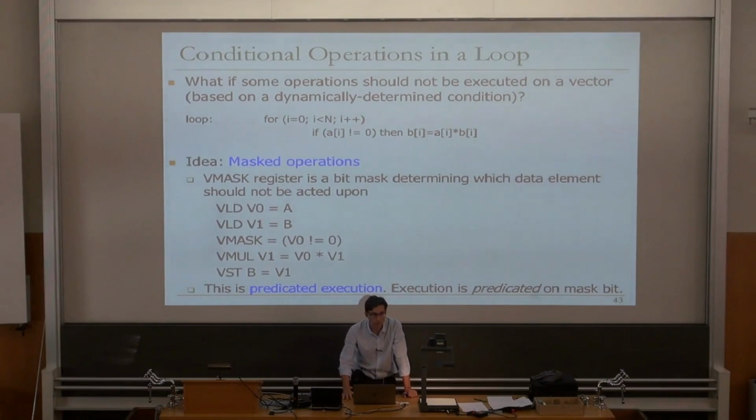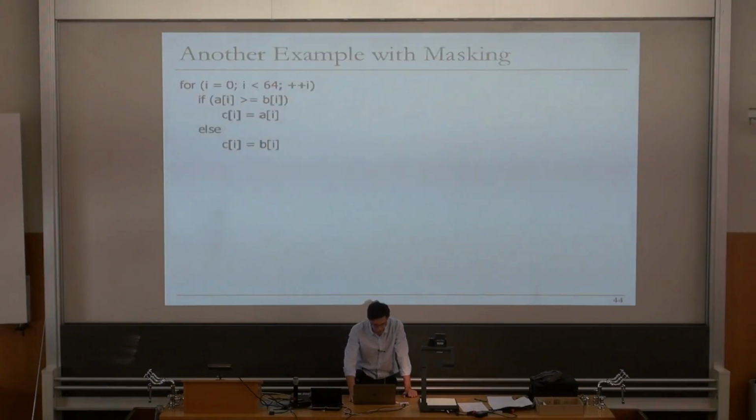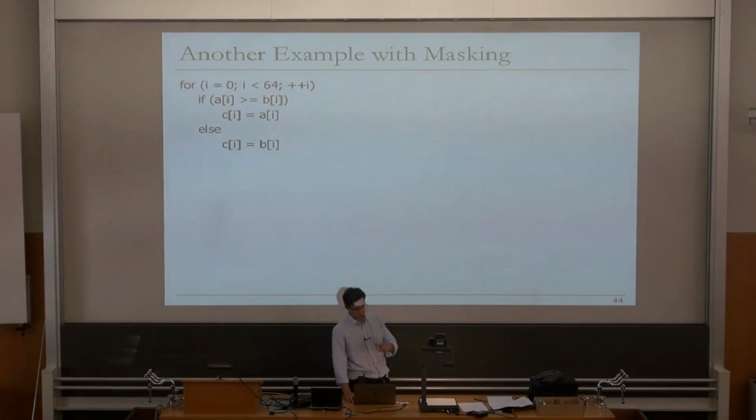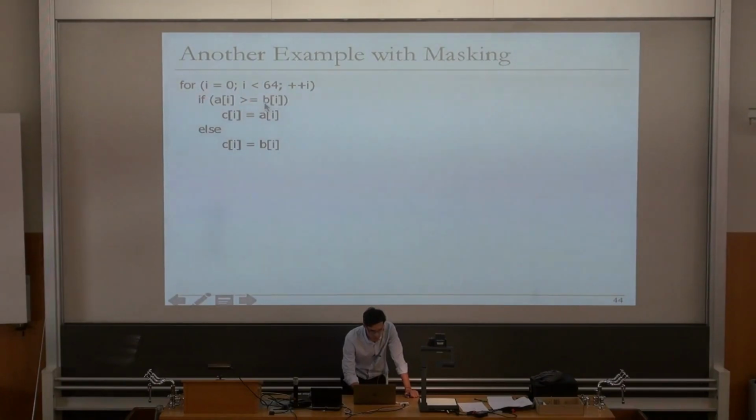Next week, Professor Mutlu will explain branch prediction and control flow handling, and one of the ways of doing control flow handling is predicate execution. So I'm just going to introduce it here, and you will see it in much more detail next week. So here you have another example with masking. In this case, we have an if and else. If A[i] is greater or equal than B[i], then we do C equal A, else we do C equal B.